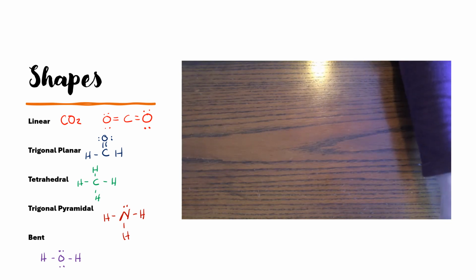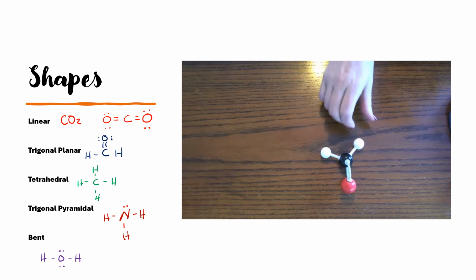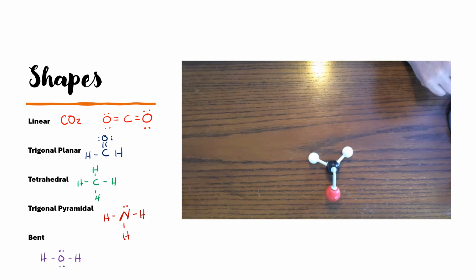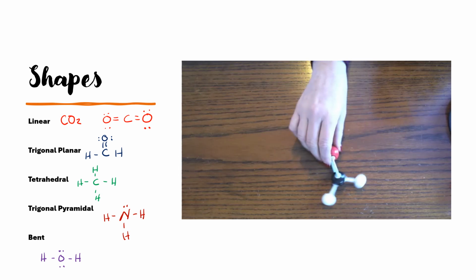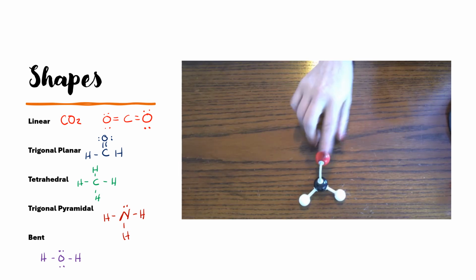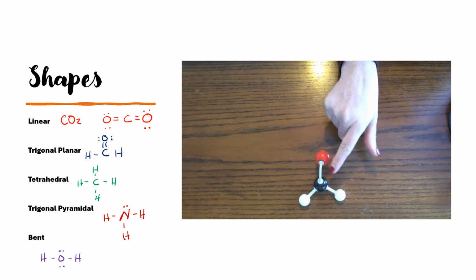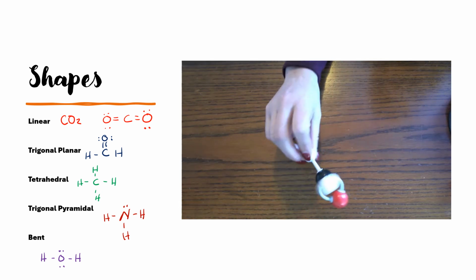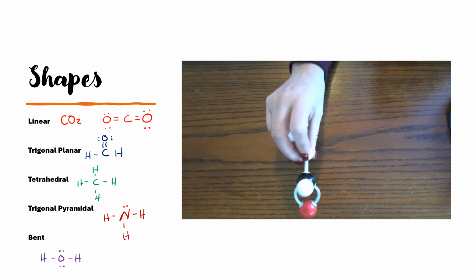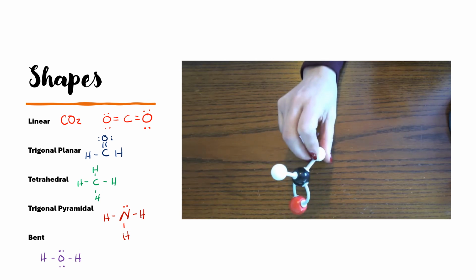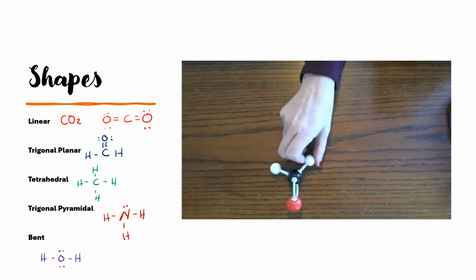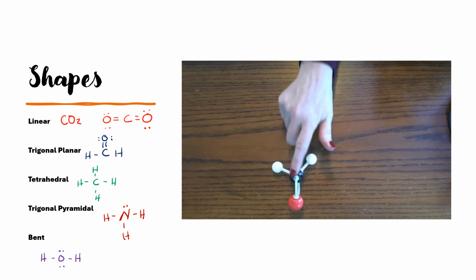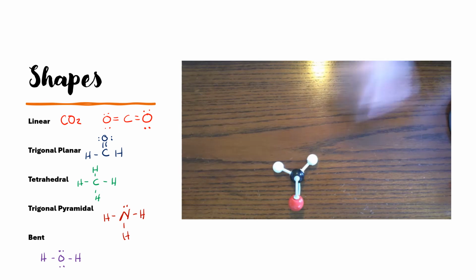Okay, here is our example of trigonal planar. Now for this molecule, I have an oxygen, I've got 2 hydrogens, and then again I've got my carbon here in the middle. This molecule is flat. It has a flat shape. I have 3 atoms around that central carbon, and so that makes this like a flat triangle, where my carbon atom is the center of my triangle.